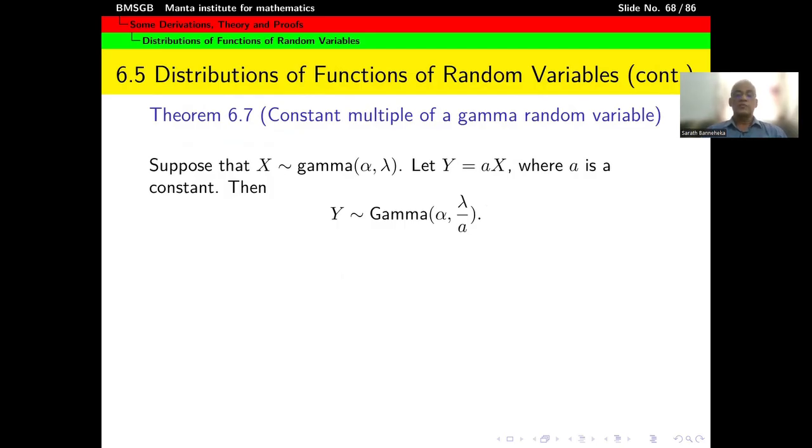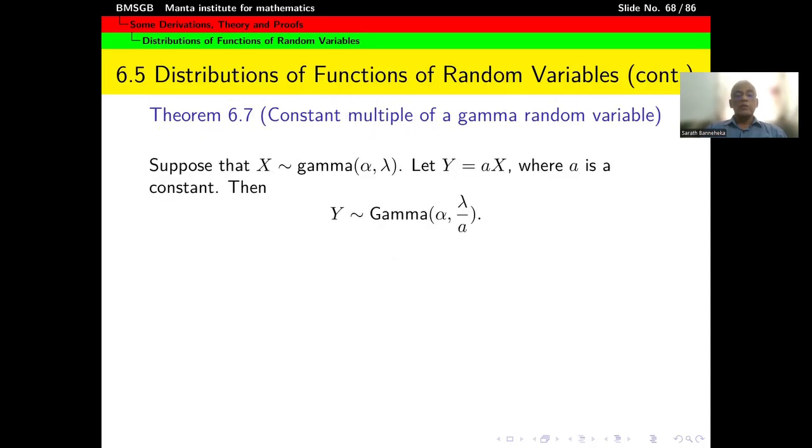Then we can show that Y has a gamma distribution with the same shape parameter as X, but the rate parameter of Y will be lambda divided by A. Lambda divided by A, not lambda multiplied by A. If Y is equal to AX, Y also has a gamma distribution, but the shape parameter doesn't change. The rate parameter now becomes lambda divided by A.